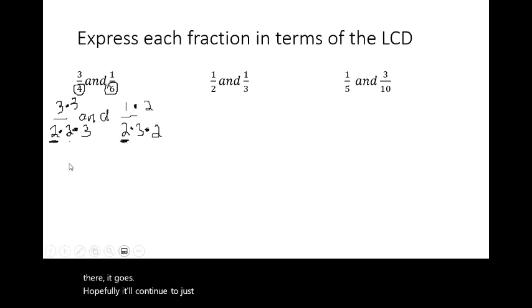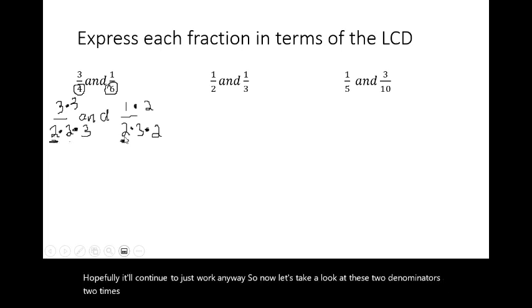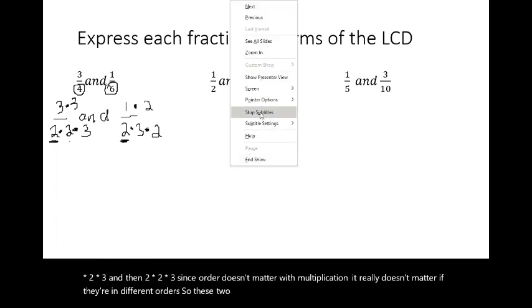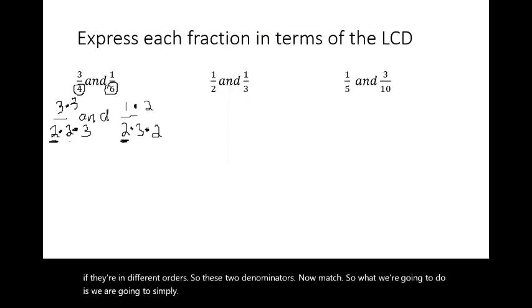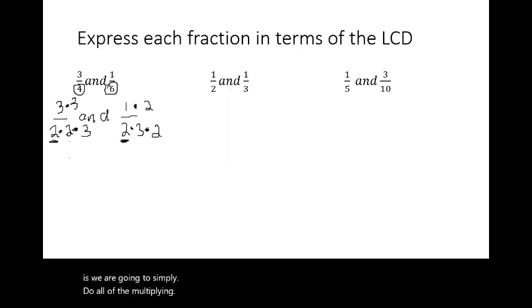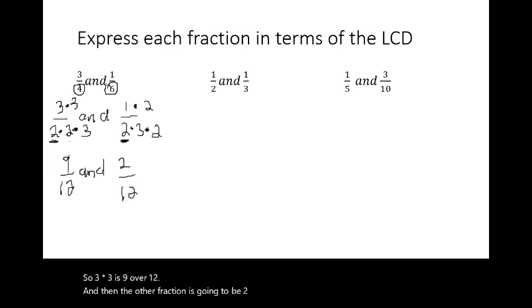Anyway, so now let's take a look at these two denominators. 2 times 2 times 3, and then 2 times 2 times 3. Since order doesn't matter with multiplication, it really doesn't matter if they're in different orders, so these two denominators now match. So what we're going to do is simply do all of the multiplying. So 3 times 3 is 9 over 12. And then the other fraction is going to be 2 over 12.